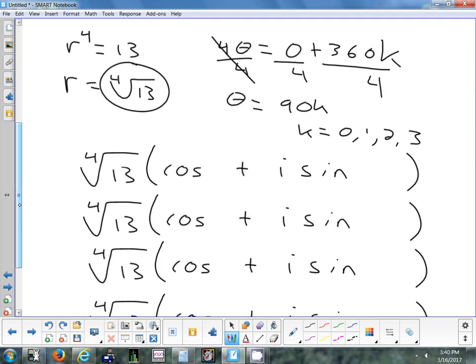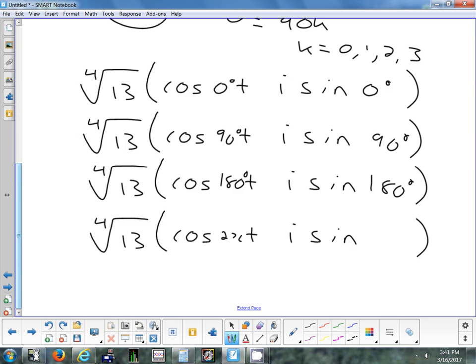Okay, so using that formula, theta equals 90k, what is my first angle? 0. Second angle? 90. 180. And the last one? 270. Now, those are all quadrantal angles, so what's in the parentheses is all going to come out very nice. You're going to get nice answers.